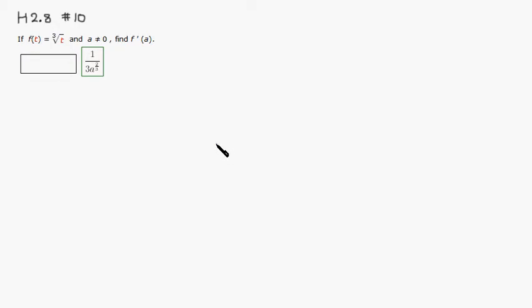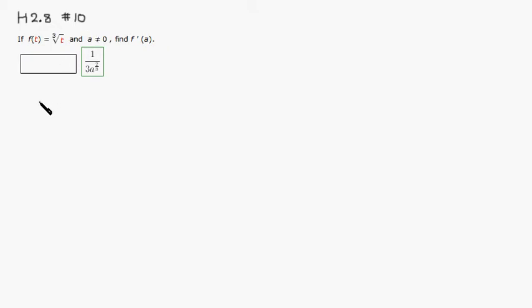Okay, let's go over homework 2.8, number 10. Alright, so you have a function f of t, which is a cube root of t. Then we want to find the derivative of f at a. Alright, so let's do that.